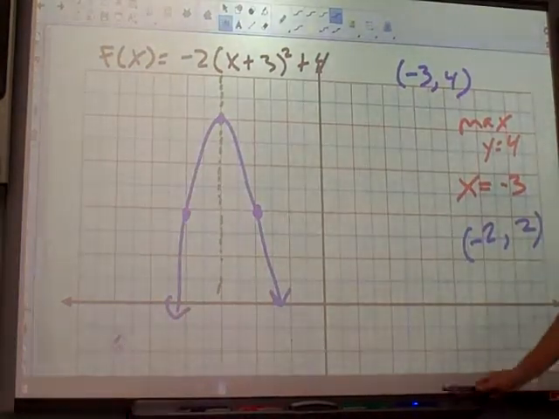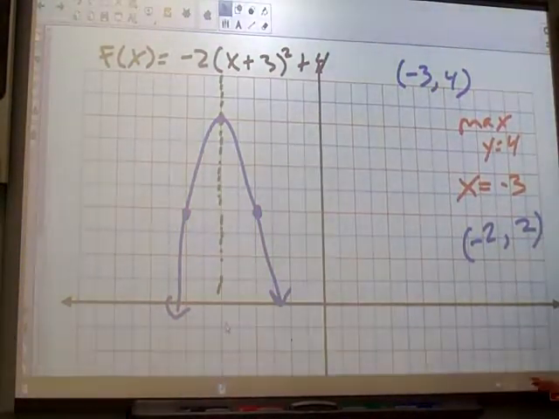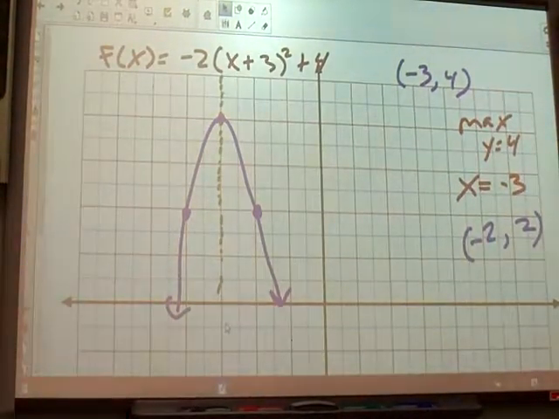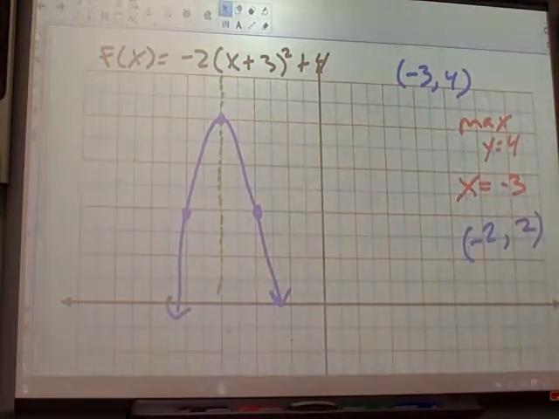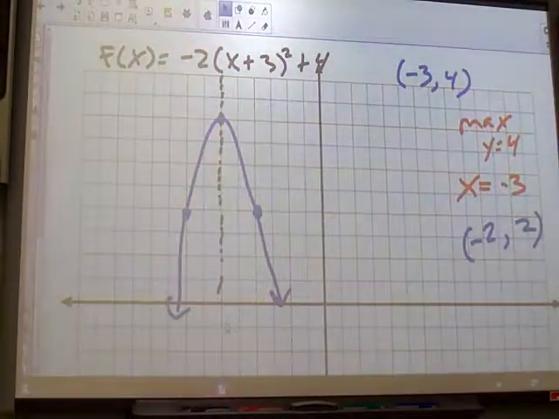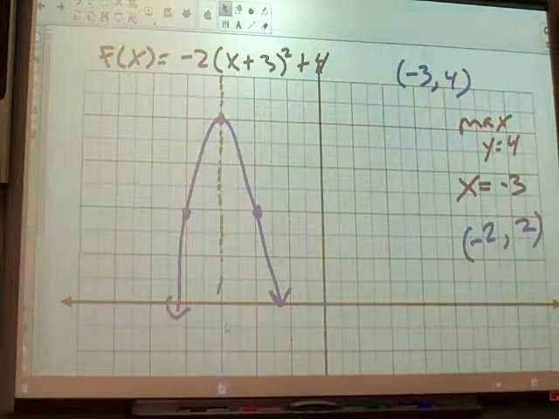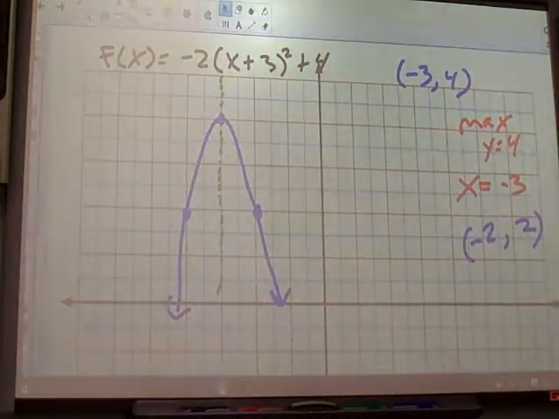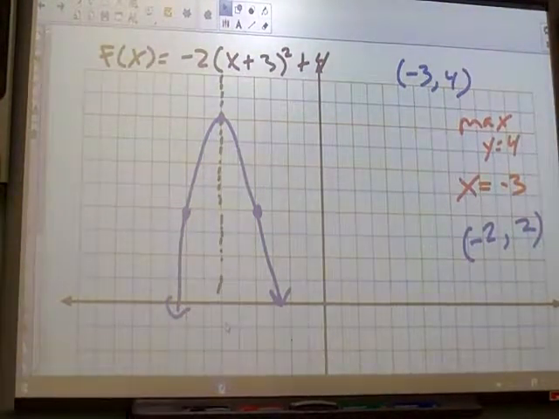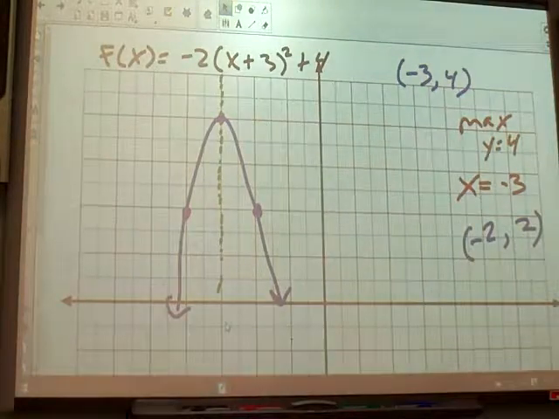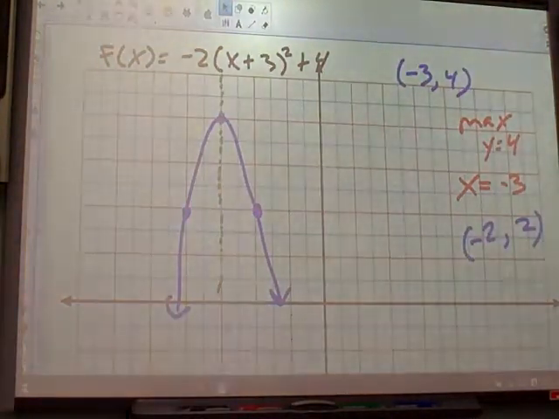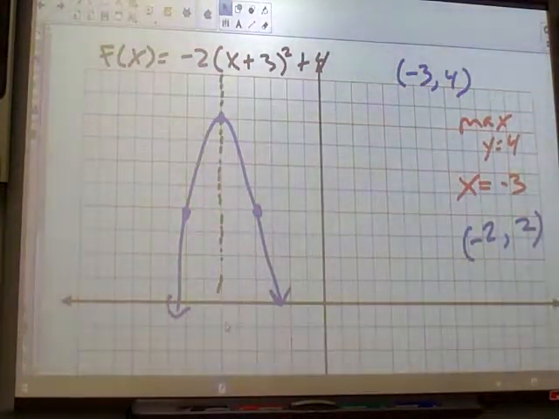Pretty good stuff. All right, I'm going to let you digest that. Get that finished in your notes. I'm going to write another one that you're going to just try right there at your tables in your notes. Vertex, axis of symmetry, min or max. You got all those things? Are you alright on those?